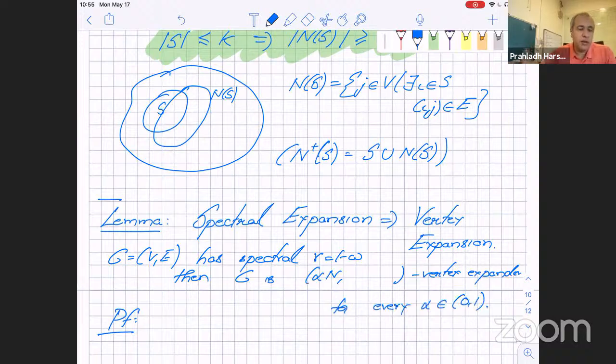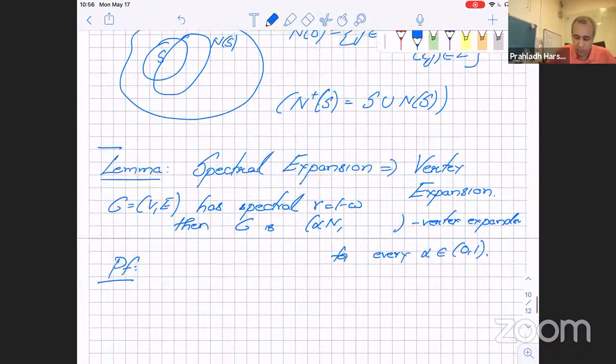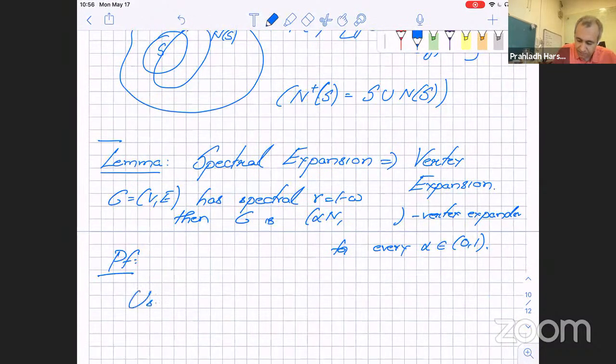You can take alpha to be 1/3: every set of size at most 1/3 the number of vertices expands by some factor. Or we'll say alpha to be 1/10. We'll give a particular picture. And the proof is going to just use the expander mixing lemma.